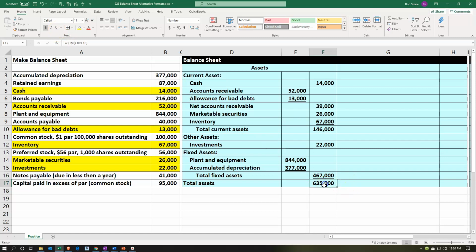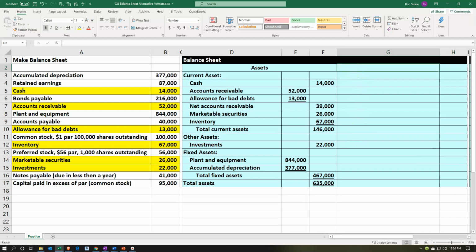We'll put a double underline under the 635 by going to the Home tab, Font, Drop Down. Now we want the double underline. Now we're going to go to the other side, which is going to be here, and we expect this number at the end of the day, which will be liabilities and equity, to be equal to that 635 as well. That's how we know we're in balance.